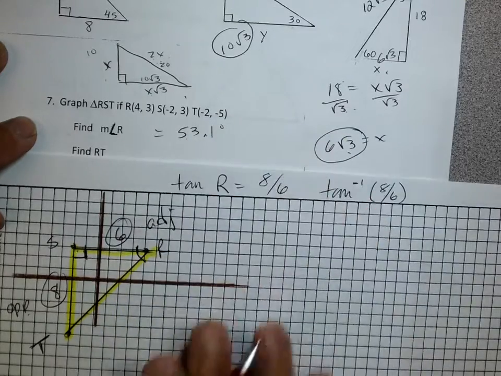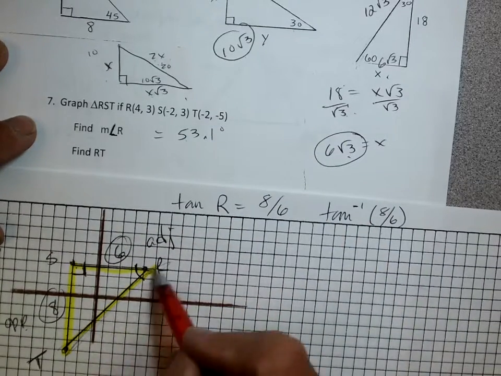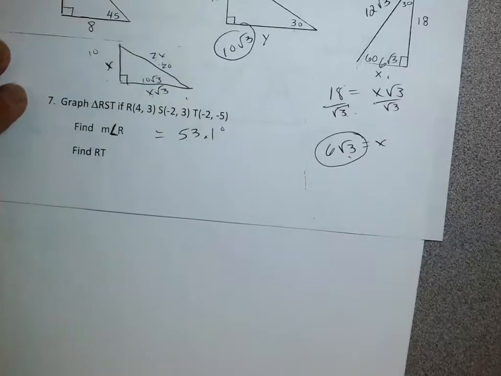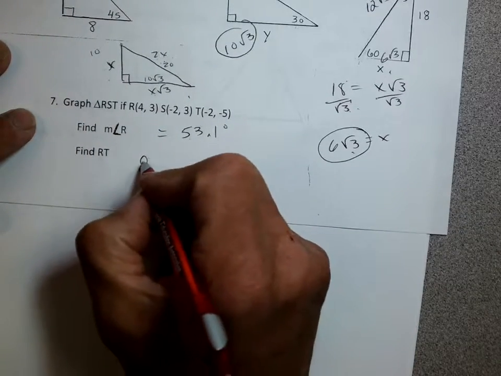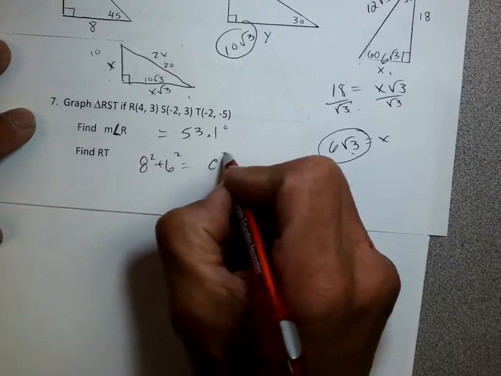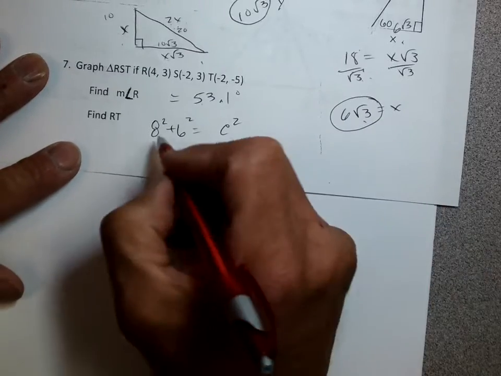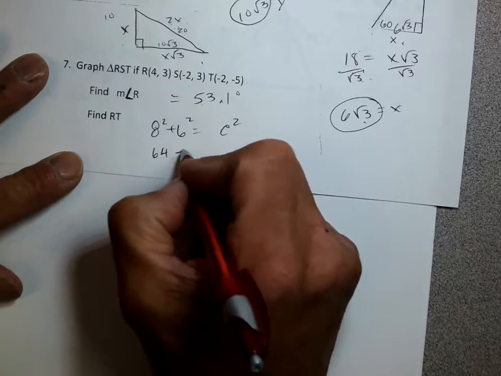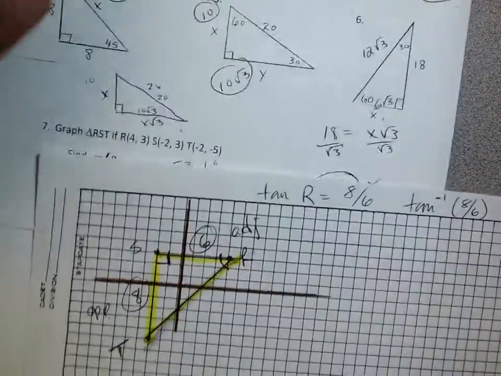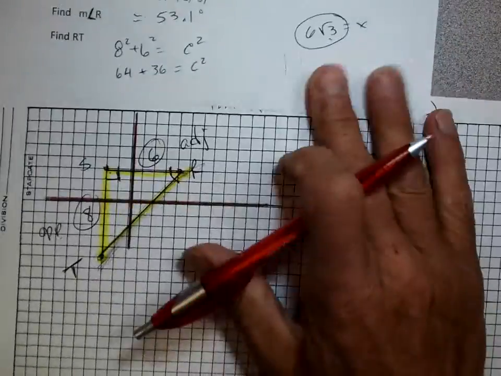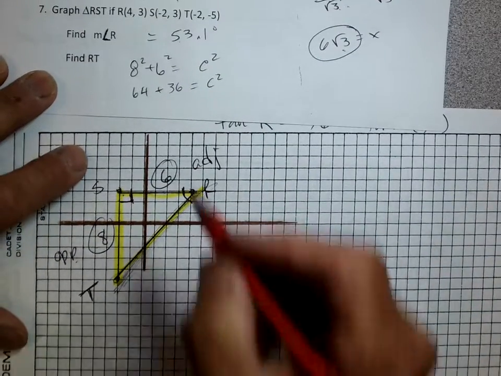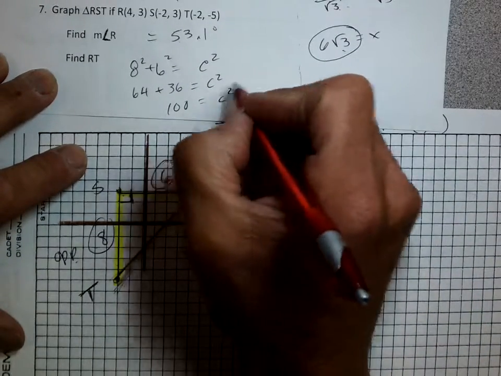And angle R is going to be about 53.1 degrees. Now, to find RT, I'm just going to use the Pythagorean Theorem, right? So I'm going to go 8 squared plus 6 squared equals C squared, right? A squared plus B squared equals C squared. So it's 10. Yep. You guys are all right. It is 10. It's totally 10. And so 100 equals C squared.